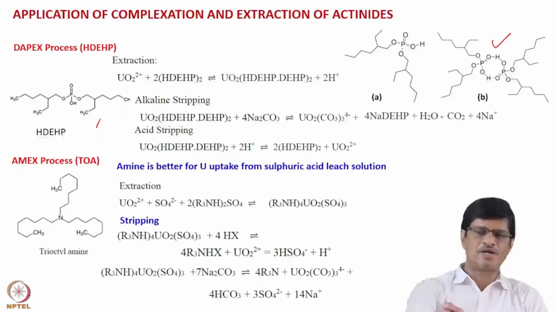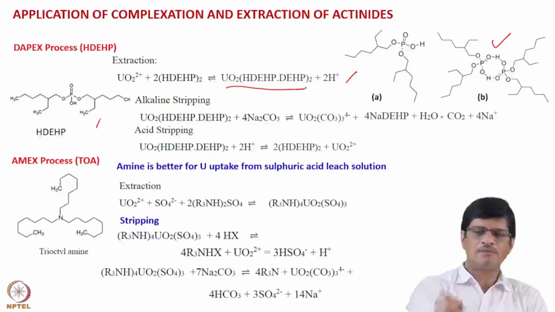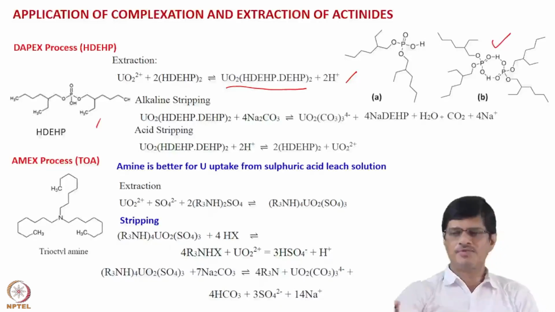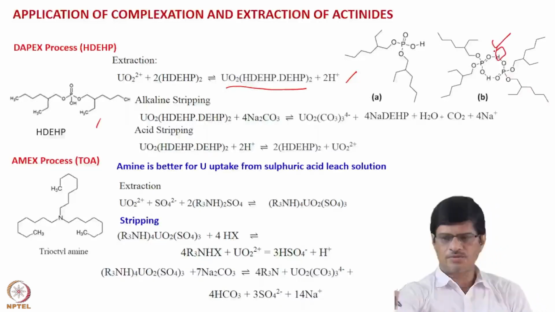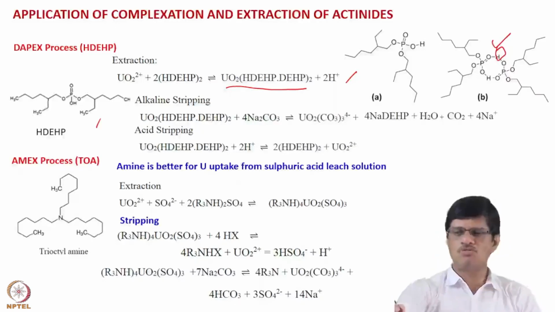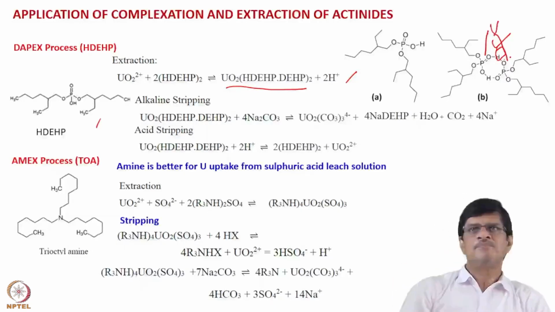As shown in this extraction equilibrium here, UO2 2+ with 2 units of this dimer of HDEHP gives this extracted product, UO2(HDEHP)·DEHP. That means the hydrogen ion is replaced, and this forms a chelate complex with 2 units of the dimer. Uranium is here and it forms a complex like this, binding to these 2 oxygens.